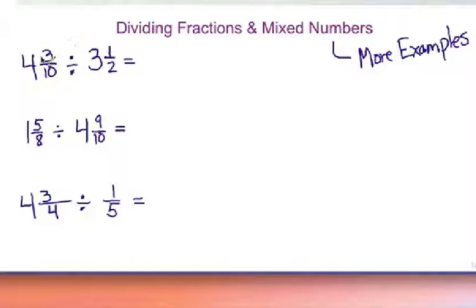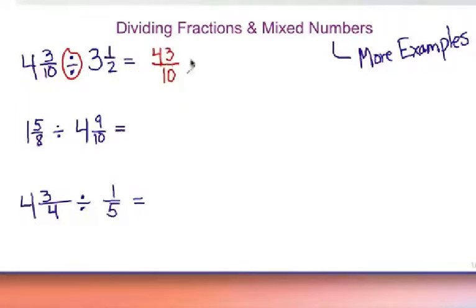Alright, the first example is 4 3/10 divided by 3 1/2. As I mentioned in the previous video, the key here is that you see the division sign. We are going to divide 4 3/10 by 3 1/2, but we have to change them into improper fractions first. So we're going to use the multiply add rule with the 4 3/10. 4 times 10 is 40, plus 3 is 43, and keep the same denominator.